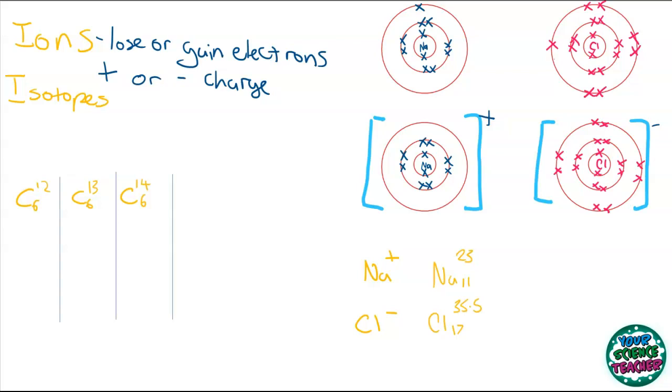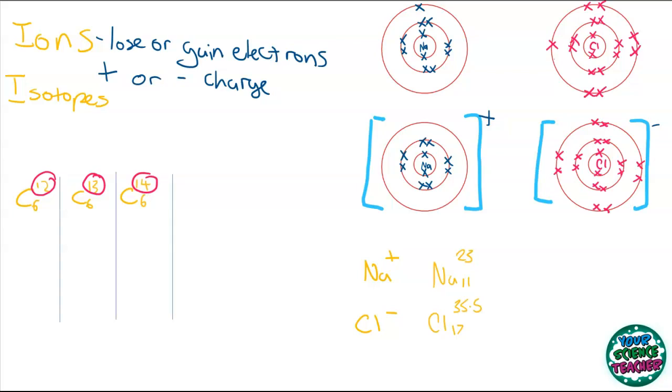Now, other things about atoms is you can have isotopes of different atoms. What that actually means is that the relative atomic mass of your atom has changed. So these are 3 isotopes of carbon. Okay, you have carbon 12, 13, and 14.